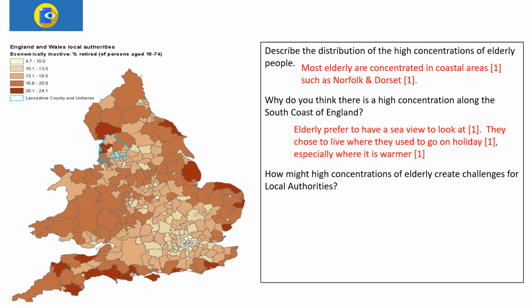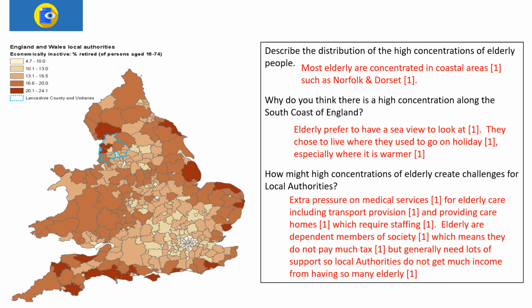How might high concentrations of elderly create challenges for local authorities? High percentages of elderly people create extra pressure on medical services. There would need to be extra transport provision, such as buses. There would need to be provision such as care homes, which would require extra staffing.